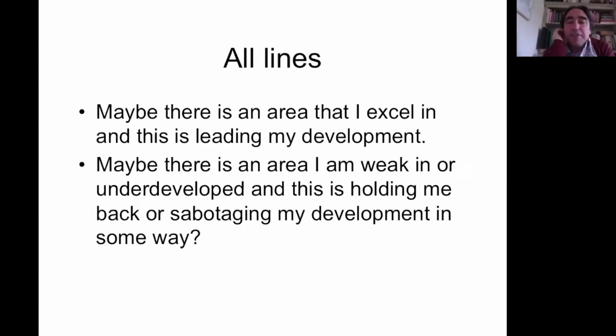And maybe there's an area I'm weak in or undeveloped, and this is holding me back or sabotaging my development in some way. So just imagine that you're always fighting with somebody, your siblings or your workmates. You may have an emotional problem, and you may need to look at that, and that may be in the emotional line of development. Maybe there's some part of you that is less developed, or it may be your values. Maybe your values are different from those around you, and they're holding you back from excelling in a certain area like business.